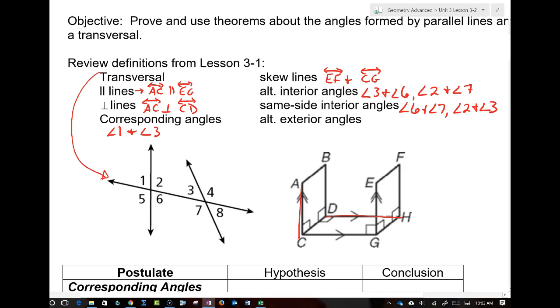All right, alternate exterior angles. Right? That's our alternate exterior ones. Bethany. Angle 1 and angle 8. Yep, angle 1 and angle 8. Or we could say angle 5 and what? 4. I was doing my dance of my arms going far apart from each other. It's an easy way of remembering those, isn't it?